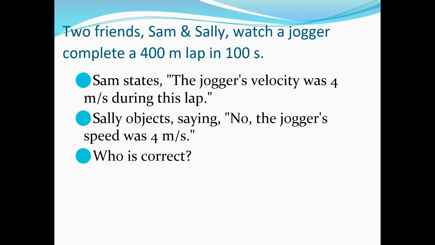Sam states that the jogger's velocity was 4 meters per second during this lap. Well, Sally says, no, the jogger's speed was 4 meters per second. I want to know who's right, because one of these people is right and one of them is wrong. So go ahead, write down your notes. Who do you think is right? And we're going to talk about this more in our next class period, which I think will be Tuesday.